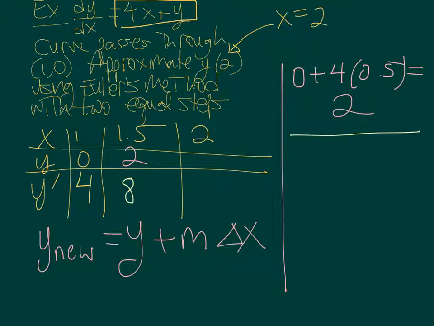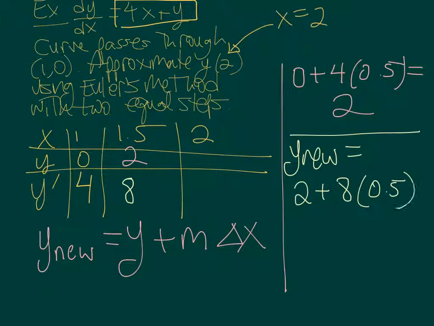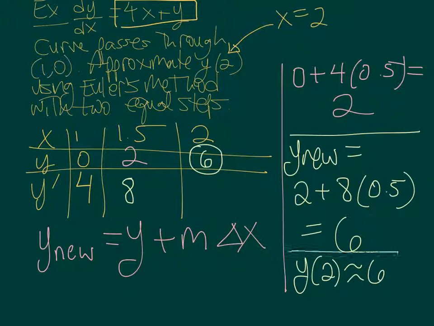Now I just have to find one more new y, and then I'm done with the problem. Y new is equal to y old, 2, plus the slope times the step size. 8 times a half is 4. 4 plus 2 is 6. And there is my approximation. Y of 2 is approximately equal to 6. And that's the answer.